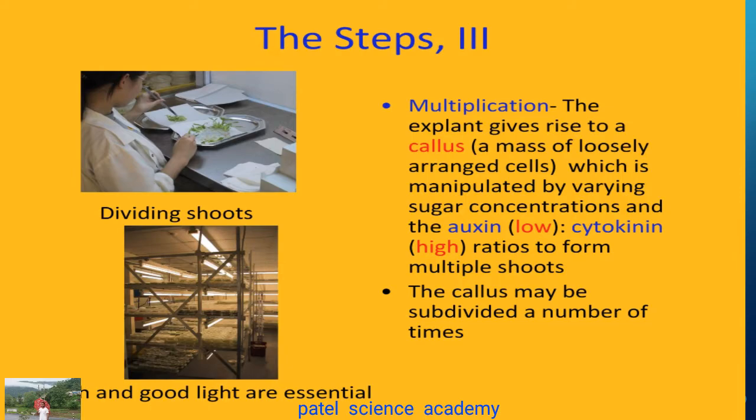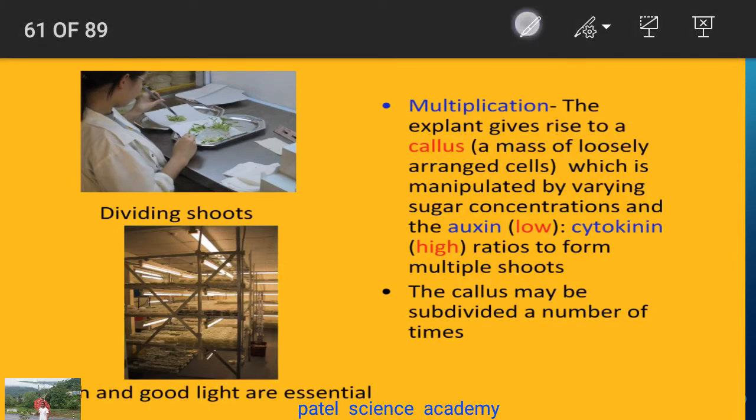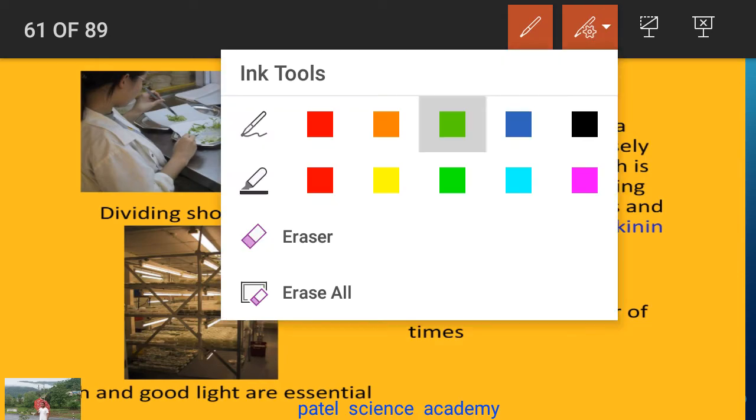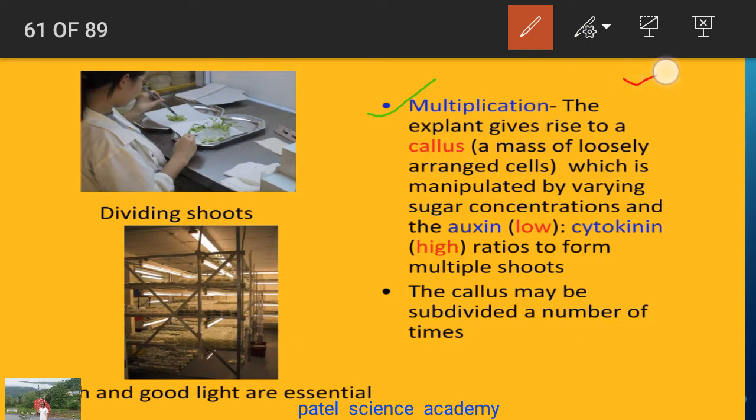So dear students, now we'll see the third step, and the third step includes the multiplication of that explant. So dear students, multiplication includes the explant giving rise to the callus. As I told you, now the explant has converted into the callus, because it has accepted and absorbed all the nutrients present in the nutrient medium. As you know, callus is a mass of loosely arranged cells, an unorganized and undifferentiated mass of plant cells, which is manipulated by varying sugar concentration and the auxin and cytokinin hormones.